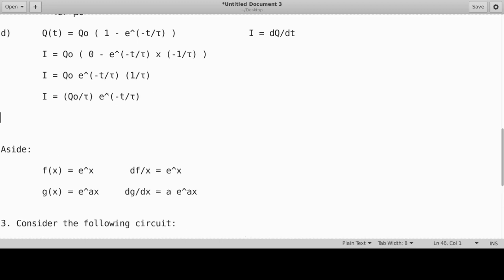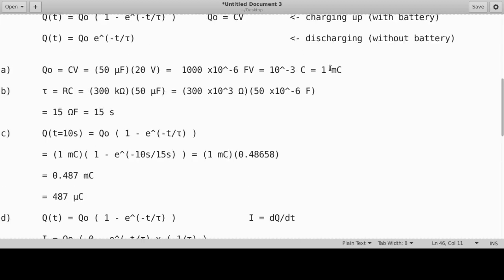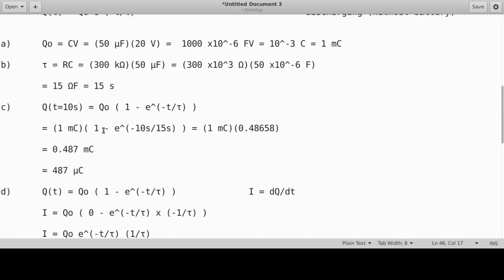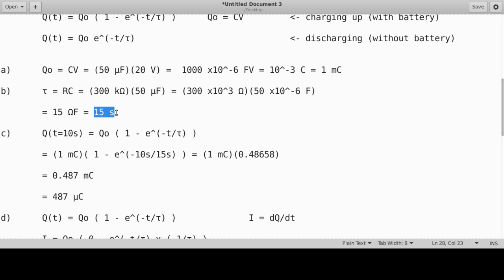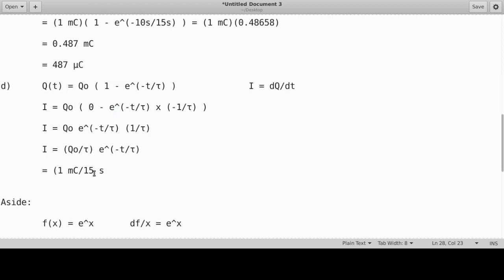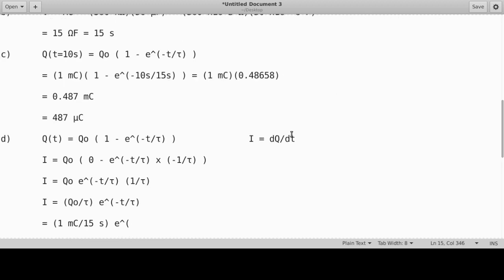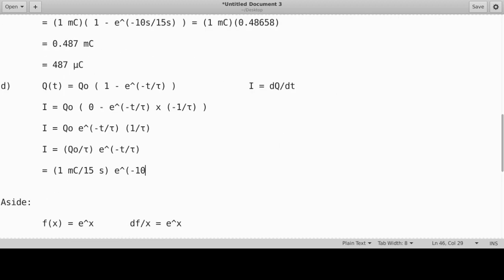Now what? Well, you can just plug in Q naught, and what was Q naught again? It was one millicoulomb. So you get Q naught as a millicoulomb divided by tau, and tau was 15 seconds. And then we have the exponential. And the question was after 10 seconds, so it's going to be minus 10 seconds divided by tau, which is 15 seconds.